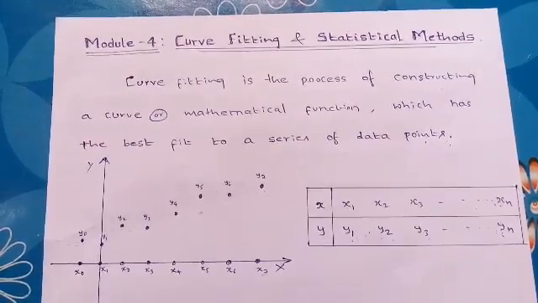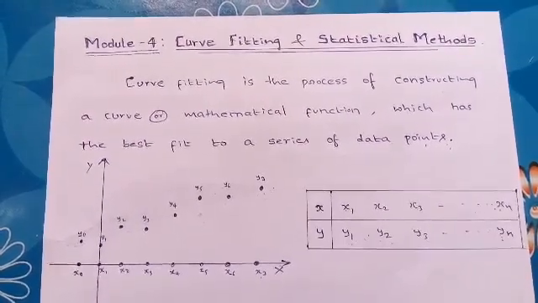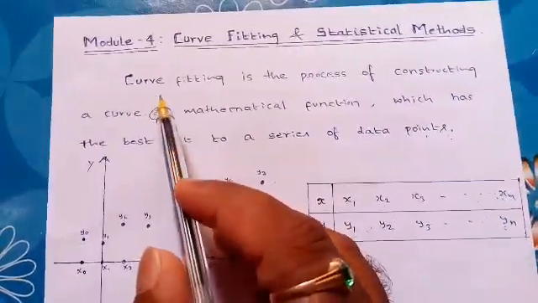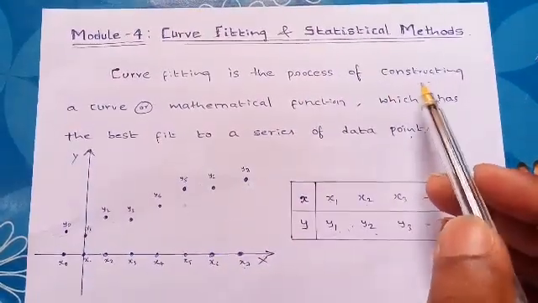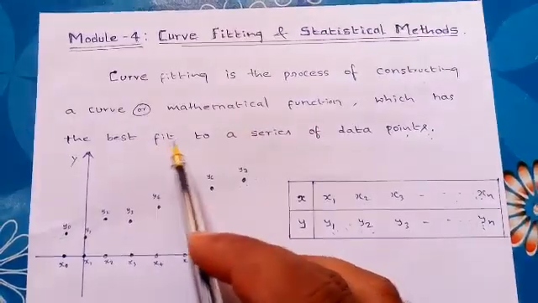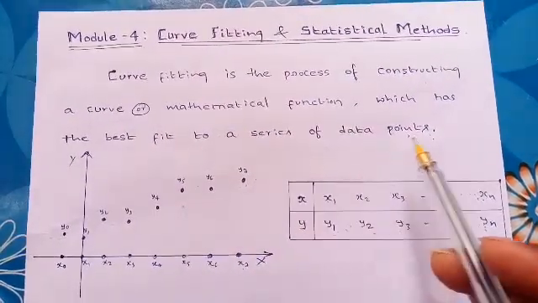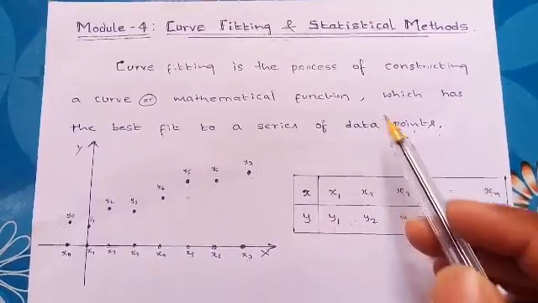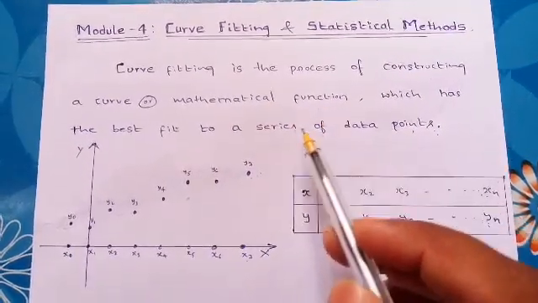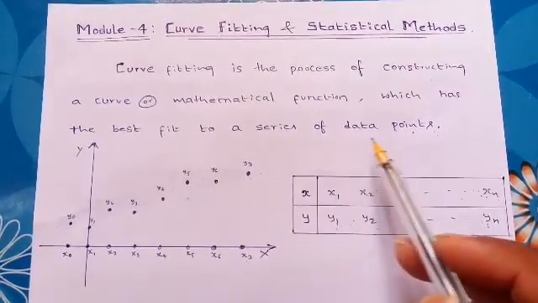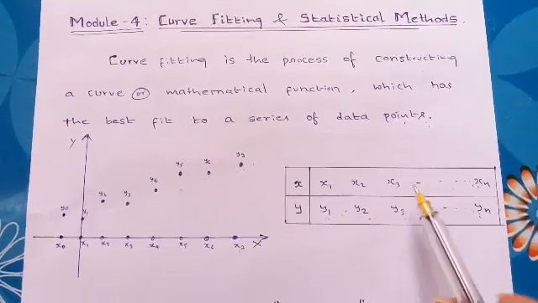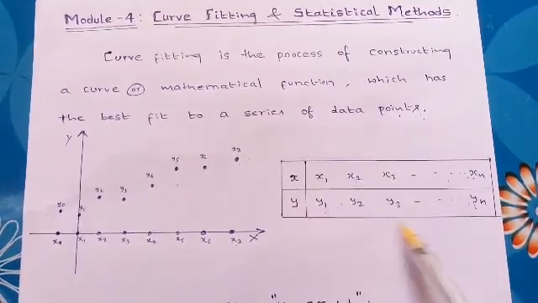In this session, I am going to explain Module 4, which is curve fitting and statistical methods. Let's see the concept of curve fitting. Curve fitting is the process of constructing a curve or mathematical function which has the best fit to a series of data points. It means that we have to construct or find a mathematical function to satisfy the series of data values or points. Here, for example, from an experiment, we get a table of data.